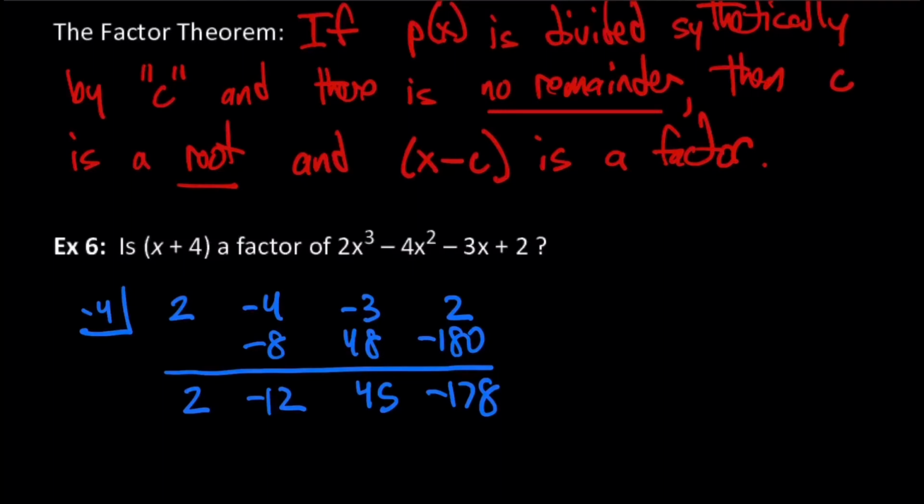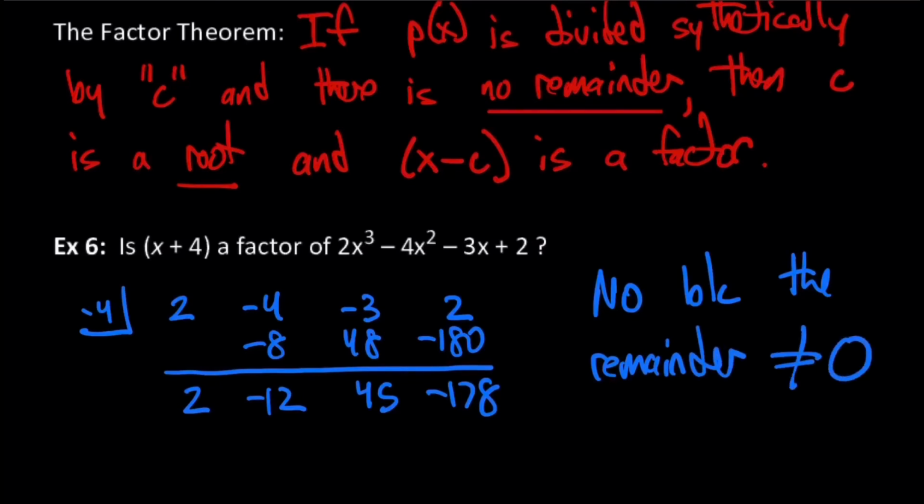How do we answer the question? First of all, is this a factor of that? It's a yes or no question. Judging by my remainder, no. So I'm going to say no. Why or why not? Because the remainder does not equal 0.